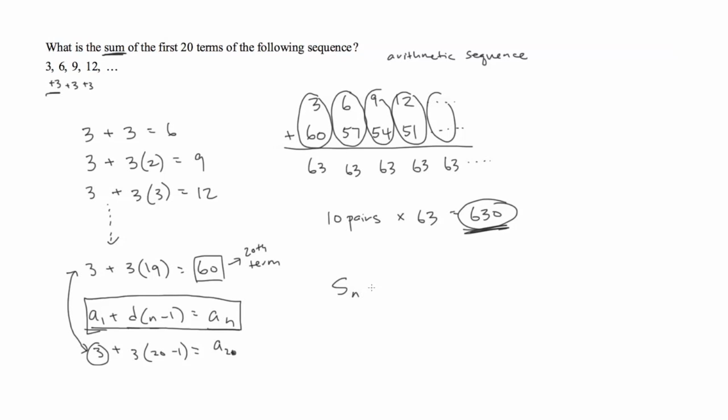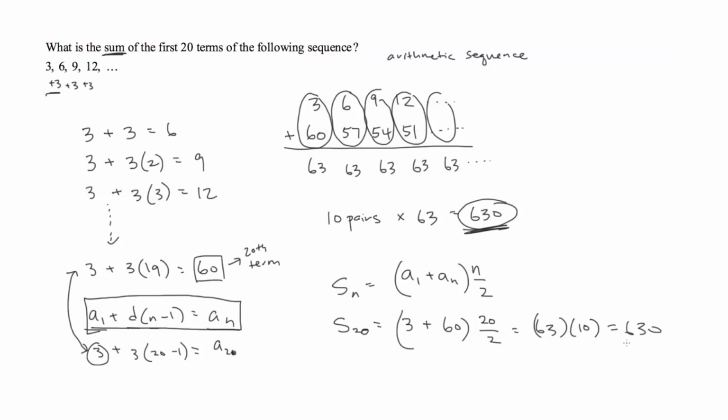Now let's see how the summation equation works. The summation S sub n is equal to a1 plus an times n divided by 2. So again, let's see how that applies here. Let's first start with S sub 20, the sum of the first 20 terms. It is equal to the first term, which is 3, plus the last term, which is a sub 20, which is 60. And we multiply that times the total number of terms, n, divided by 2. So we get 63 times 10, and again we get 630.